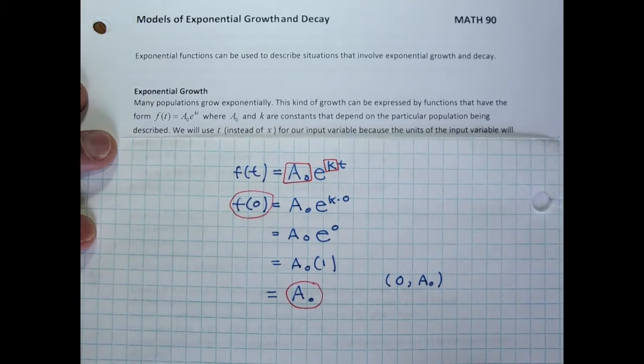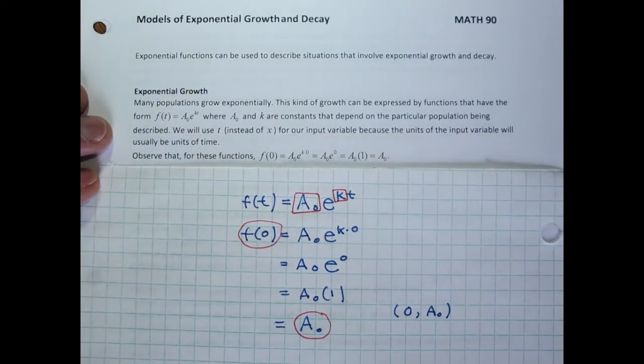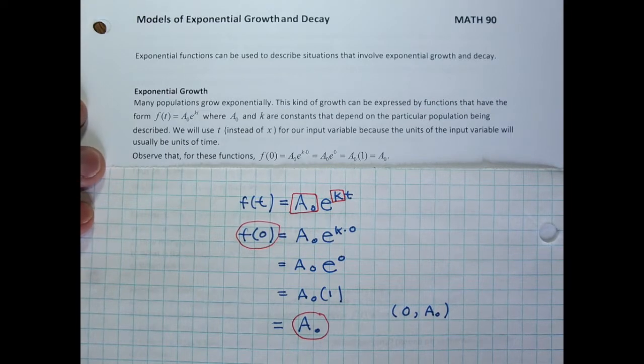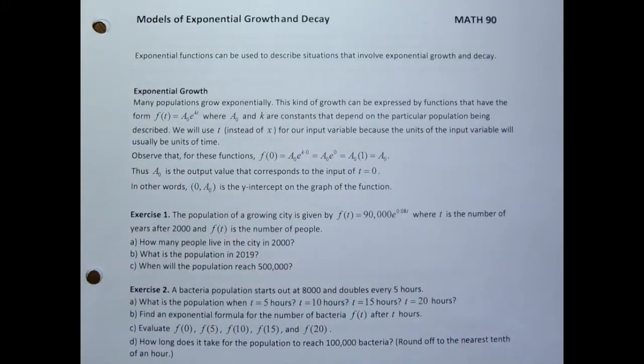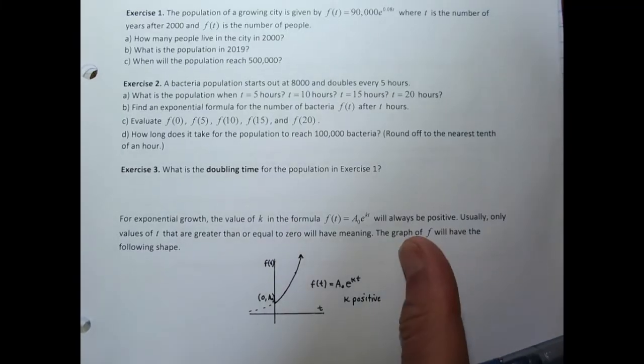One other thing about the formula, just notice that we use t for an input variable here instead of x. And I think that's done because in most applications the input variable will have units of time like years or hours or minutes. And so t helps us remember that the input variable is a time kind of quantity. Okay, so let's go ahead and start. We're going to work on exercise 1.